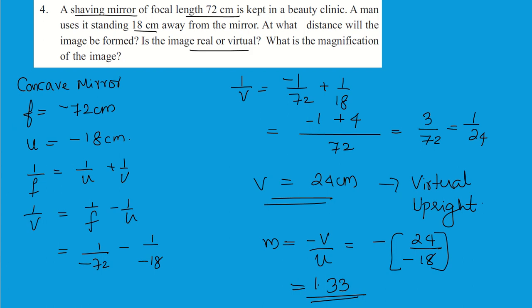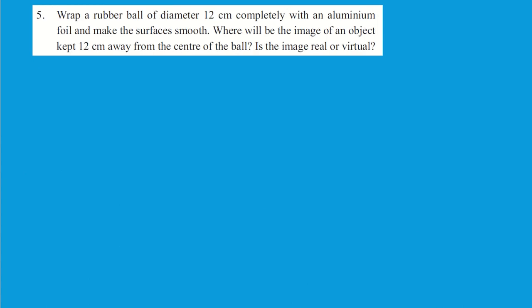And concave mirrors, shaving mirror is a concave mirror. We get a virtual magnified image. So positive, and the value should be greater than 1. So our answer is correct. Moving on to the fifth question.